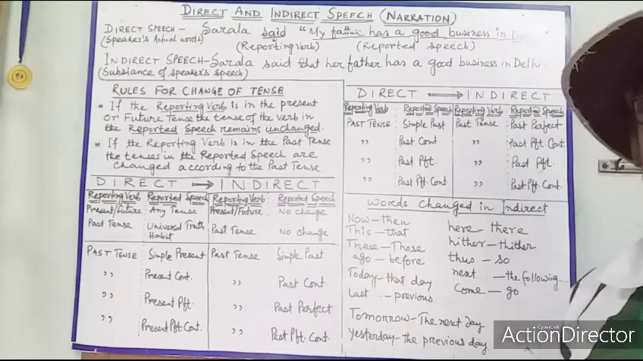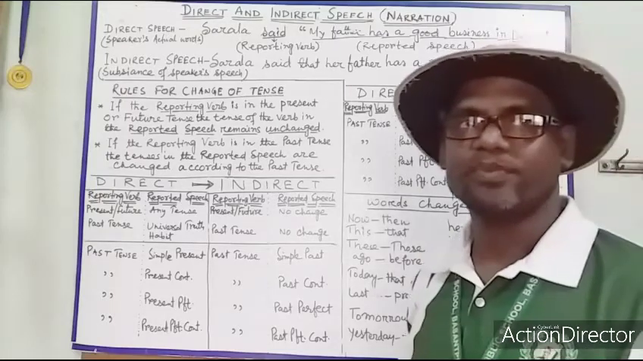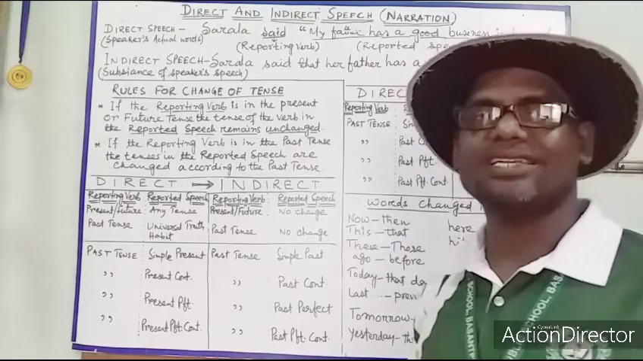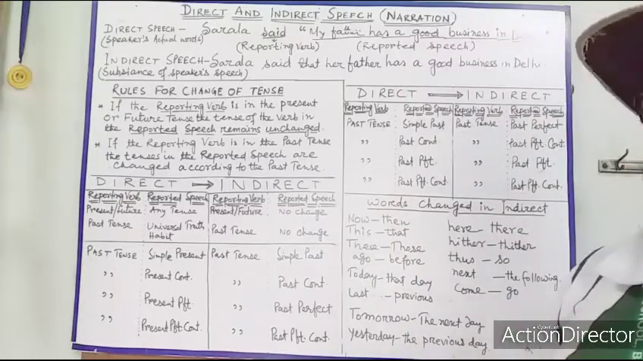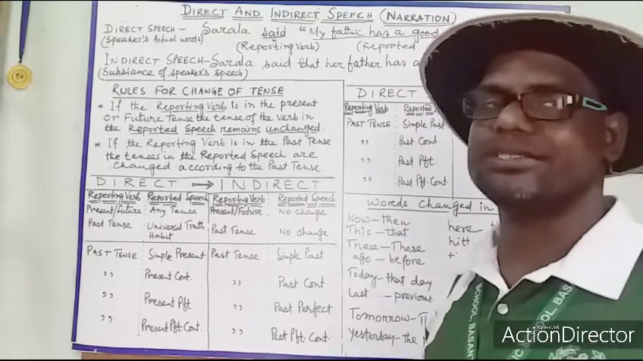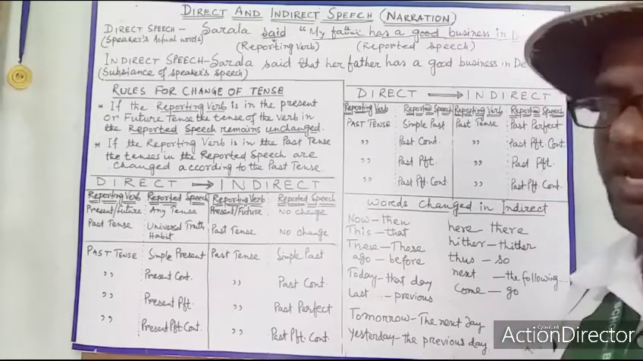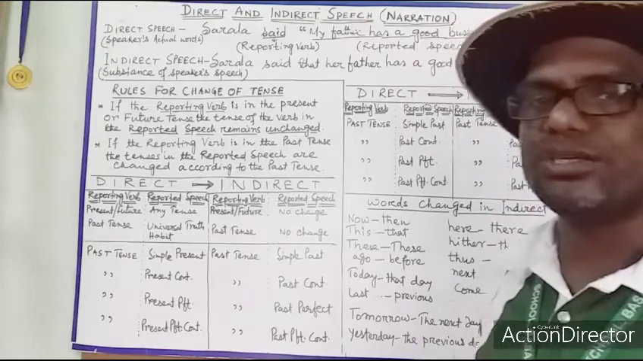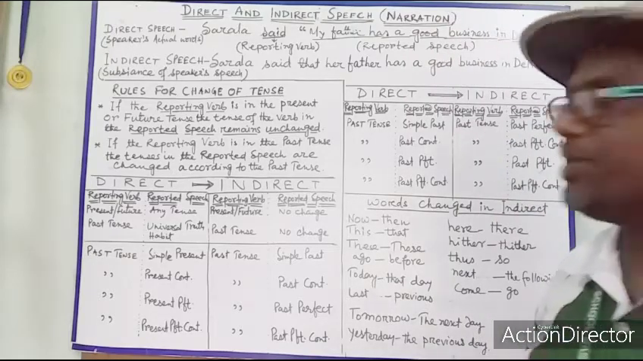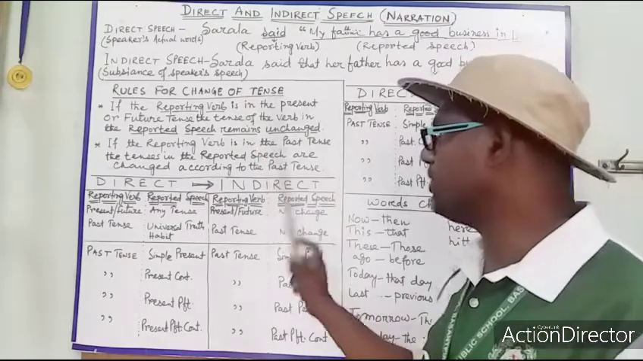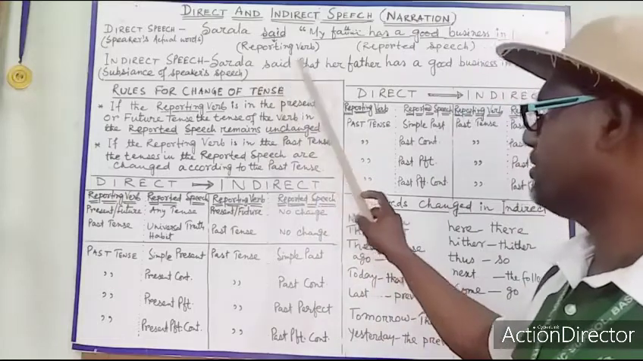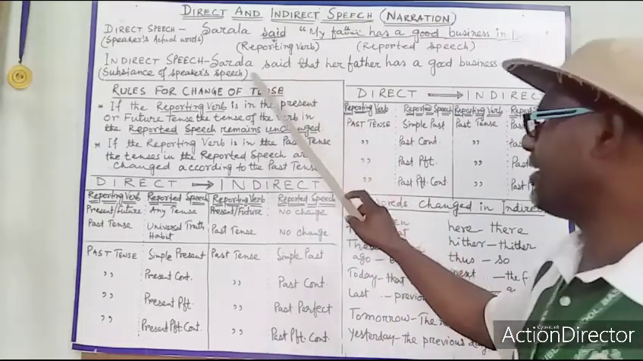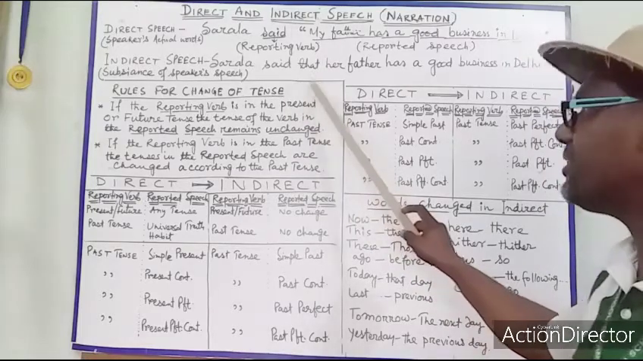Whatever Sarala said directly, a third person, somebody, listened to her speech and now he or she is reporting that speech. That means she or he is giving the gist or the substance of Sarala's speech. And this is indirect speech. Sarala said that. So that is the conjunction we have brought new. Sarala said that. Sarala said what?